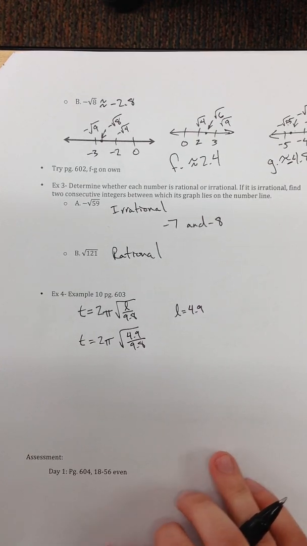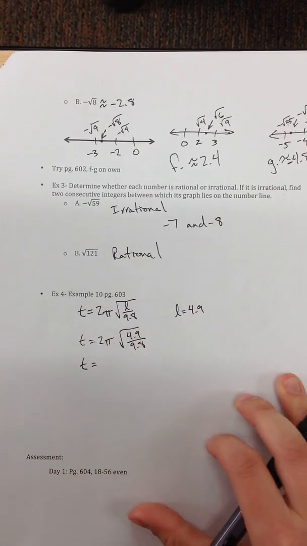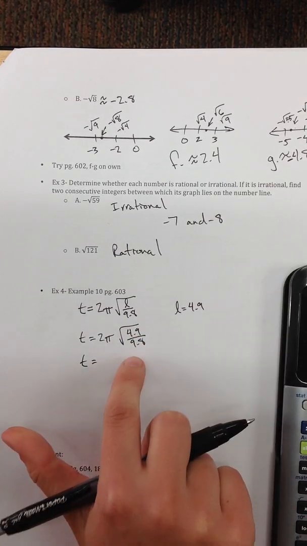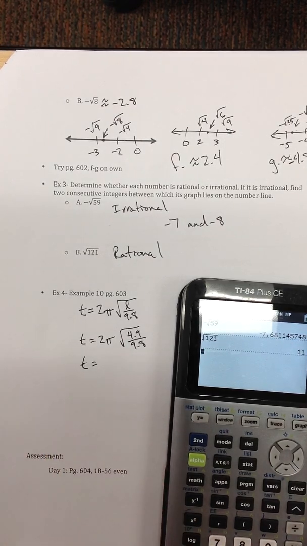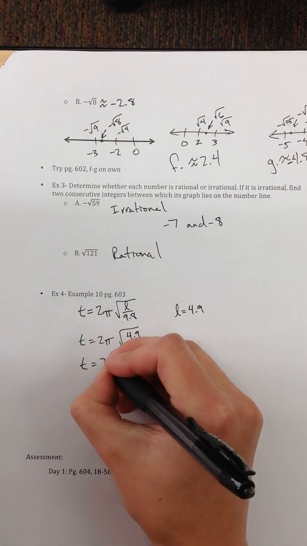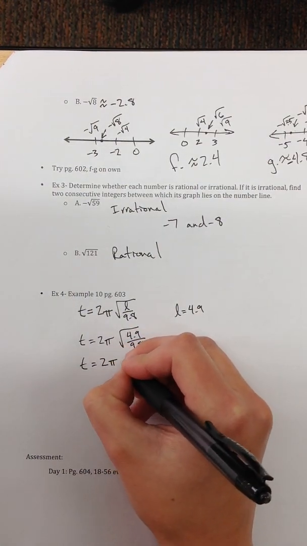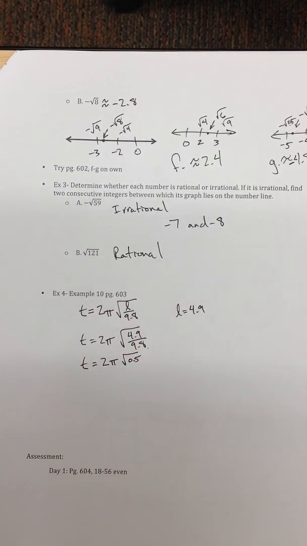So what I would do here, they're just going to want an approximation. So I would probably just use my calculator, and I would start with under my square root there, and I would do 4.9 divided by 9.8, because under that square root, that's basically just like a parentheses, so you want to do that part first. So I do 4.9 divided by 9.8, and I get 0.5. So now I've got 2 pi and the square root of 0.5 because I just divided those.